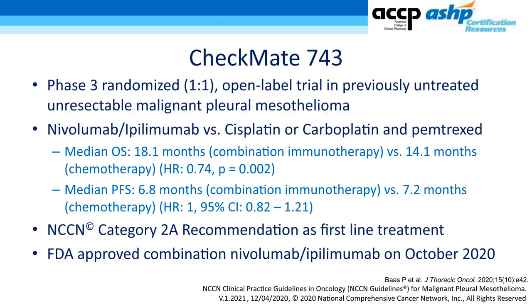The CheckMate 743 trial was a phase 3 randomized trial evaluating patients that were previously untreated with unresectable malignant pleural mesothelioma. They were randomized in a 1-to-1 manner to receive nivolumab in combination with ipilimumab versus cisplatin or carboplatin in combination with pemetrexed. You'll note there was an improvement in median overall survival in the patients receiving combination immunotherapy, which was statistically significant. However, that was not observed as it related to the median progression-free survival, where unfortunately the chemotherapy was favored over combination immunotherapy.